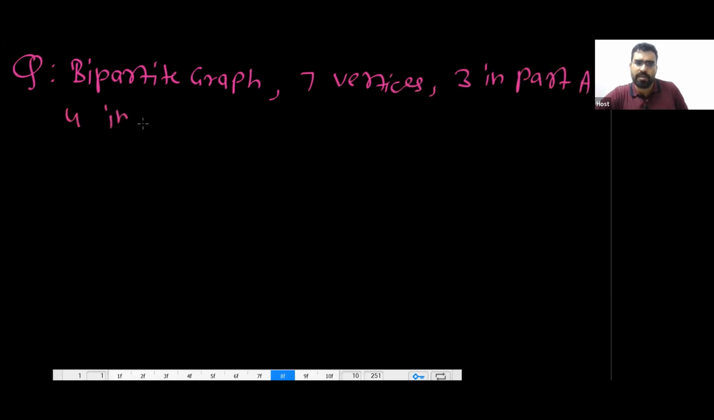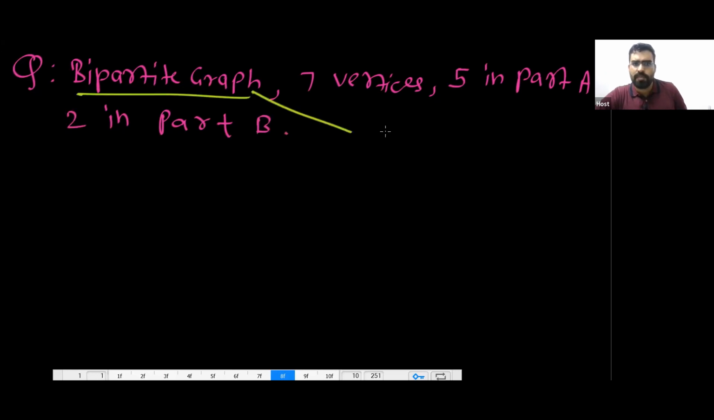If I ask you this question, you have a bipartite graph, and let's assume there are 7 vertices: 3 in part A and 4 in part B, or maybe 5 in part A and 2 in part B. If I give you this question, you have a bipartite graph.